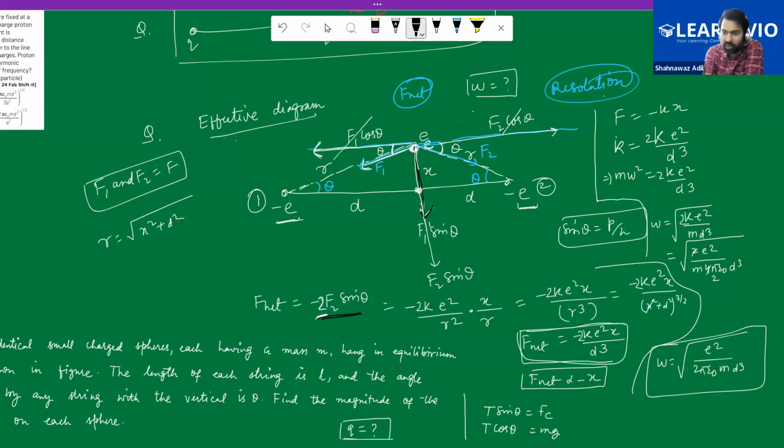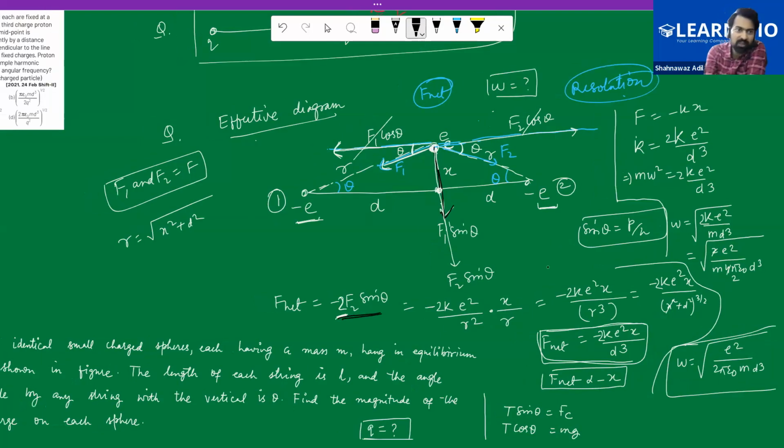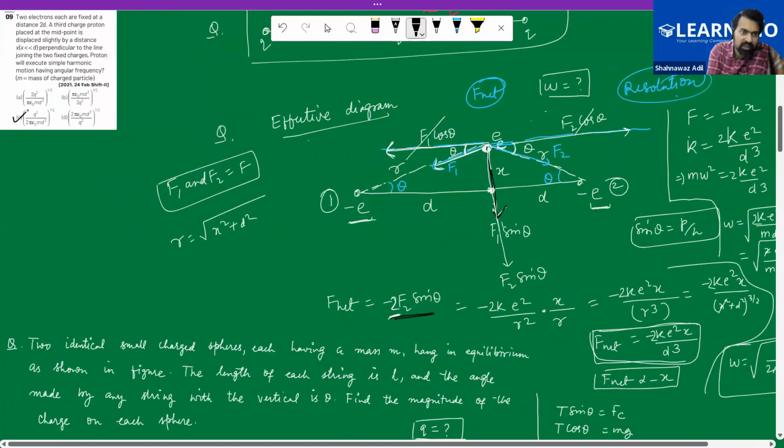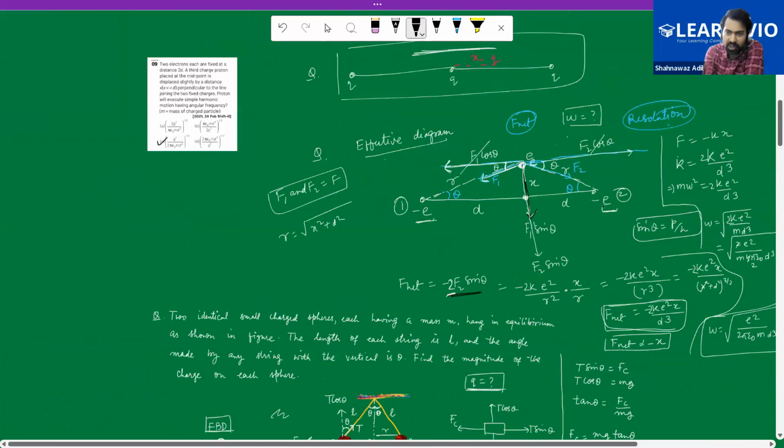And then this would be the frequency. If we compare it with the angular m omega square, so this would be the frequency. So the answer is this one, right? This is the answer. So if this is clear, please note it down.